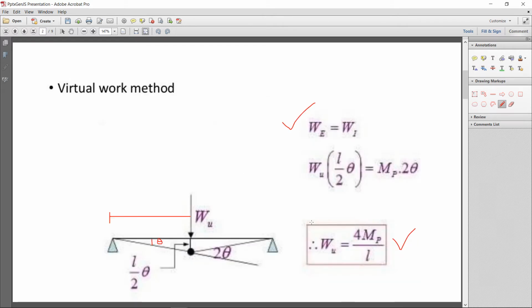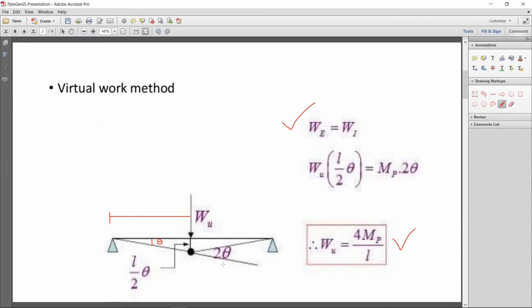Now the same equation we got from the virtual work method. In this method we equated the external work done to the internal work done. External load multiplied with the average settlement is equal to the internal plastic moment multiplied by the internal deformation. The internal deformation at the point where the plastic hinge is formed is 2 theta.